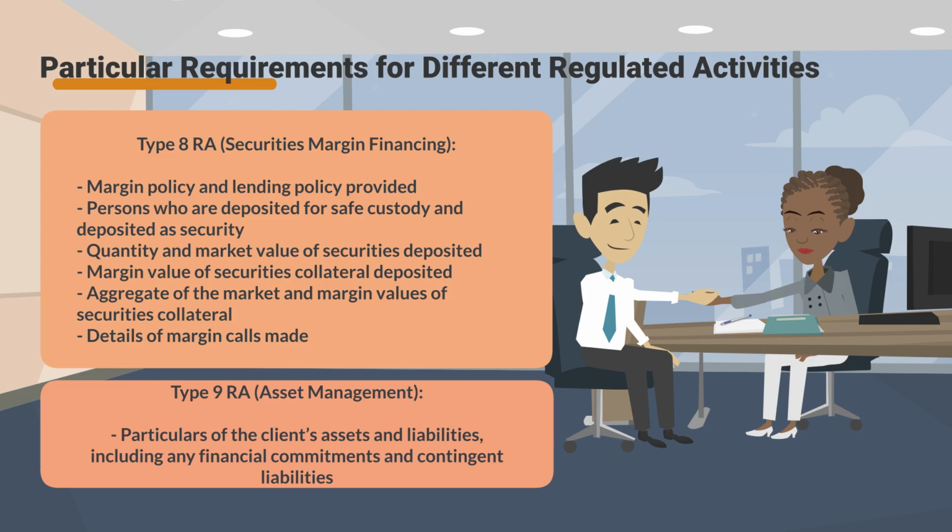For asset management, which falls under Type 9 regulated activity, the intermediary must maintain records that clearly indicate the clients for whom they hold assets and liabilities. These records should provide comprehensive information about the assets held on behalf of each client and any corresponding liabilities.